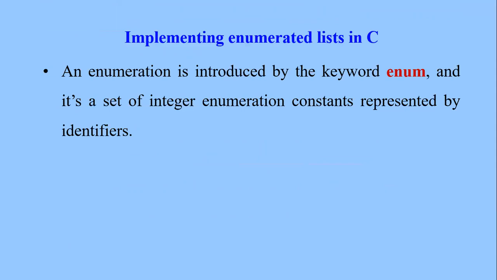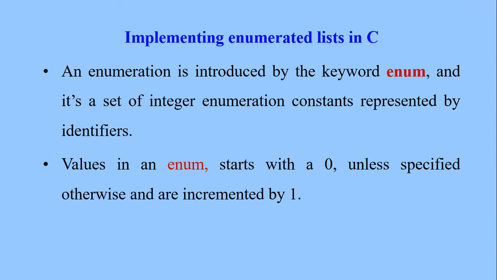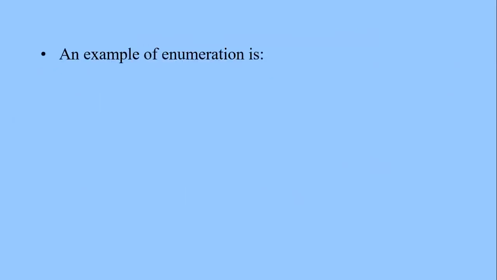How do we implement enumerated list in C? An enumeration is introduced by the keyword enum, and it's a set of integer enumeration constants that are represented by identifiers. The values in an enum start with a 0 unless specified otherwise, and are incremented by 1. And therefore, my dear students and the rest of the learners, in C, we don't have the reserved word type, but we replace type with enum. An example of enumeration is just like the examples I've shown you. The only difference is the syntax.